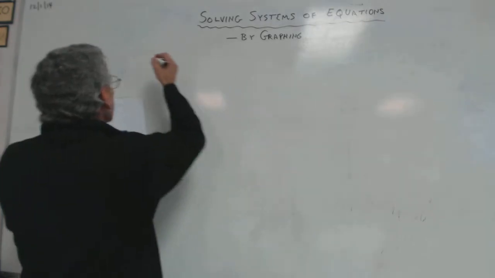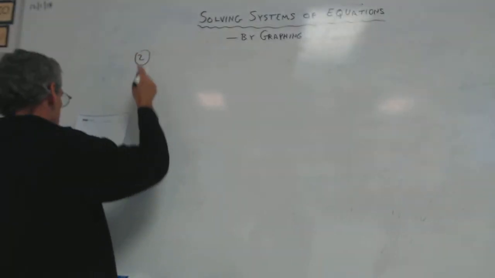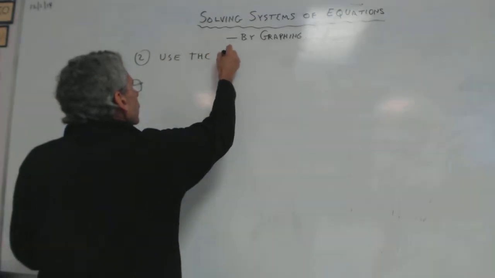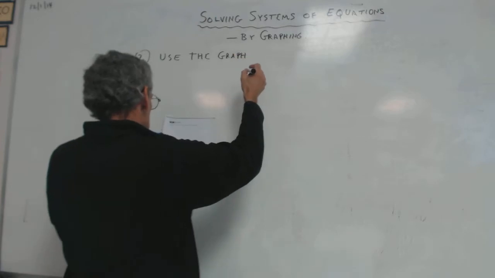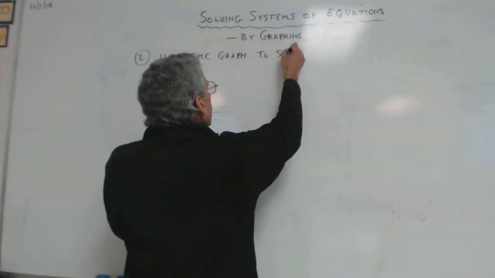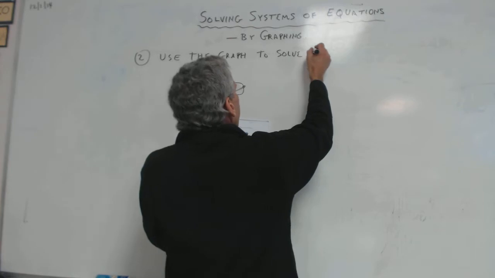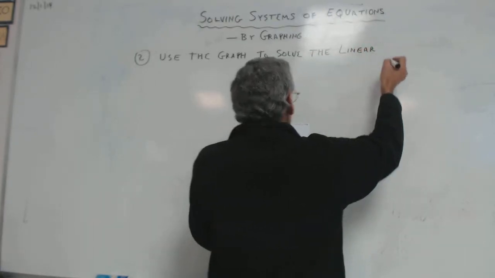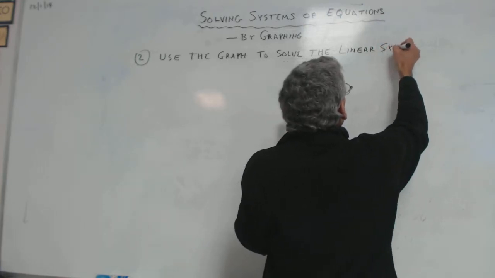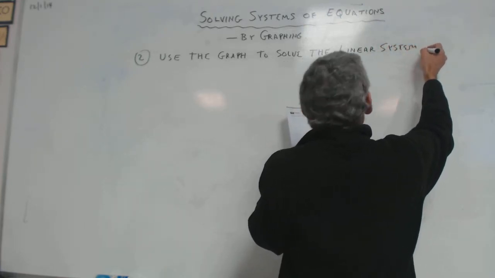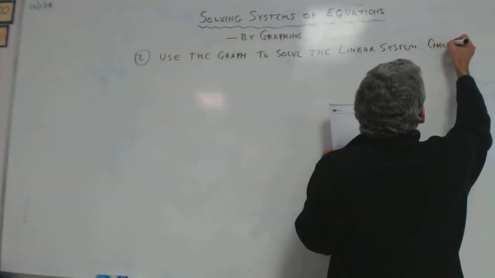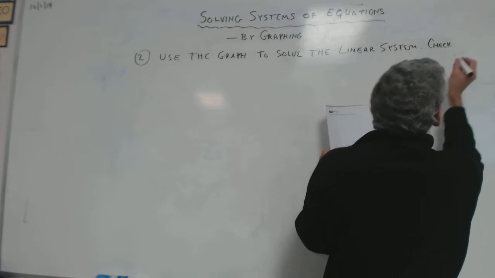All right, so last one. Okay, 2. Use the graph to solve the system. Somebody is talking a lot from back there, and it's not really appropriate. And then it says check your solution.